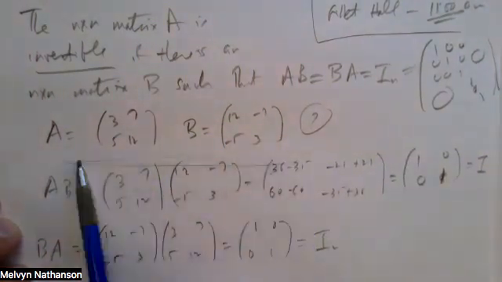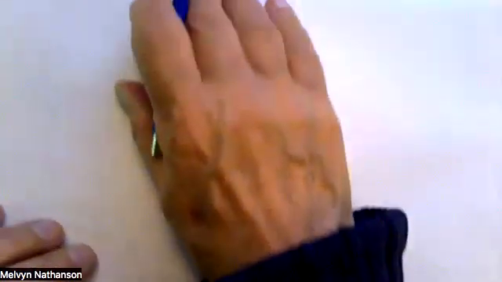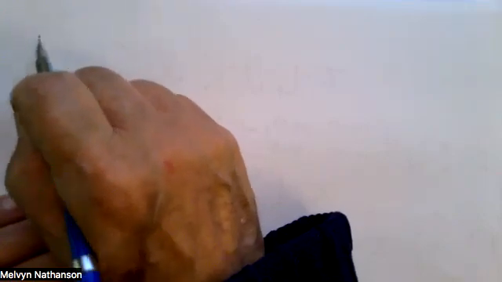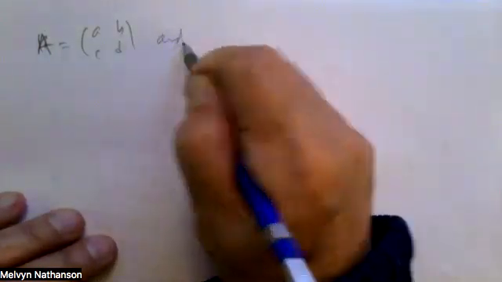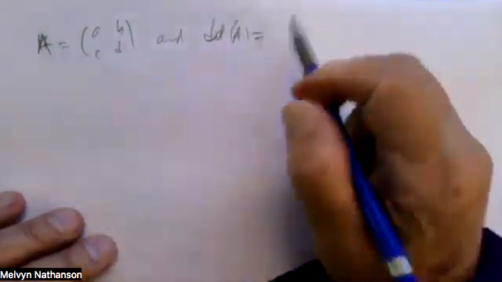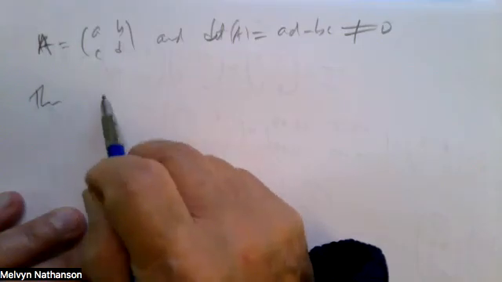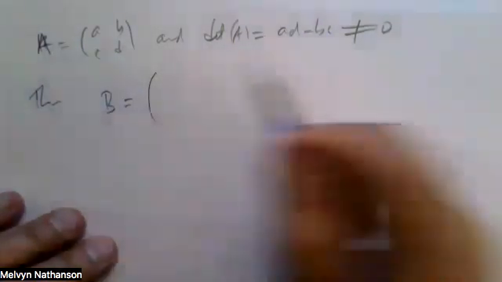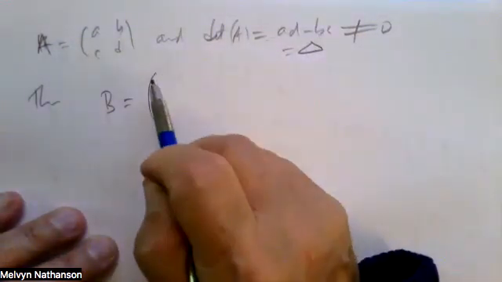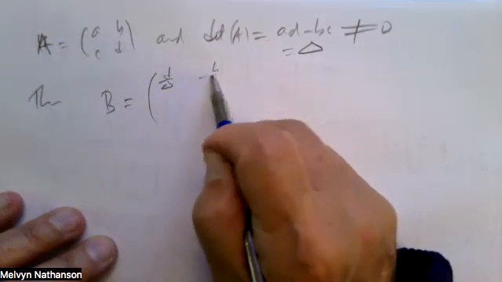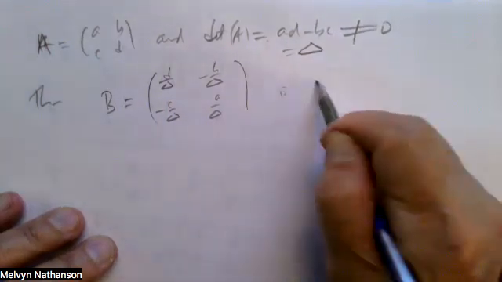By the way, how did I get it so easily? In general, it's a hard calculation to find the inverse, but I showed last week that if A is the matrix a, b, c, d, and the determinant of A, which is defined to be ad minus bc, is not 0, then if I call this determinant delta, just so I don't have to write ad minus bc, the matrix d over delta, minus b over delta, minus c over delta, a over delta is the inverse.